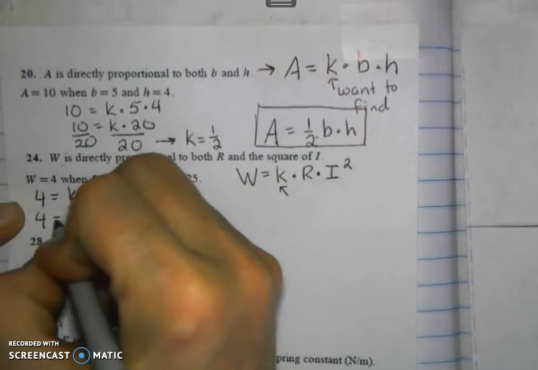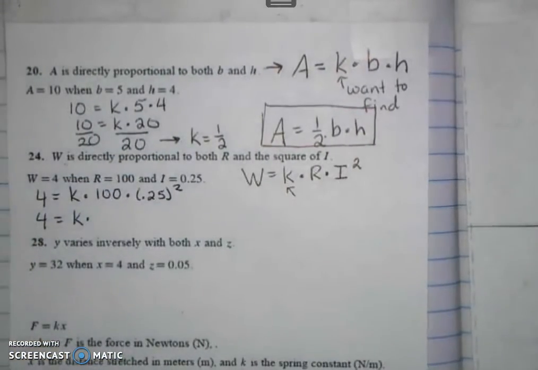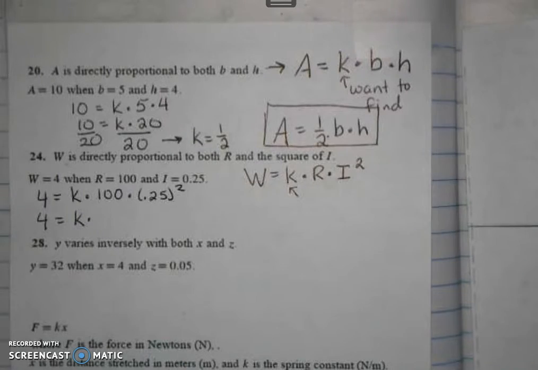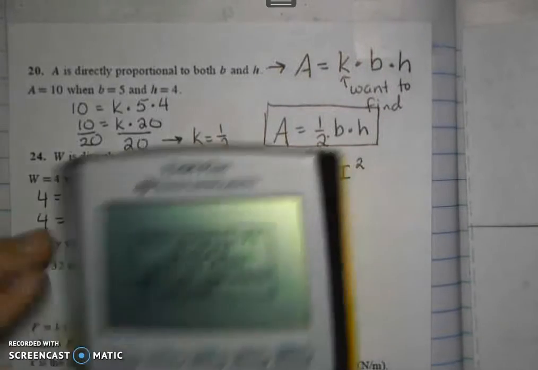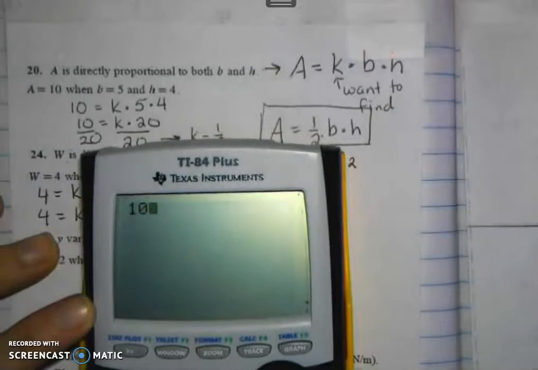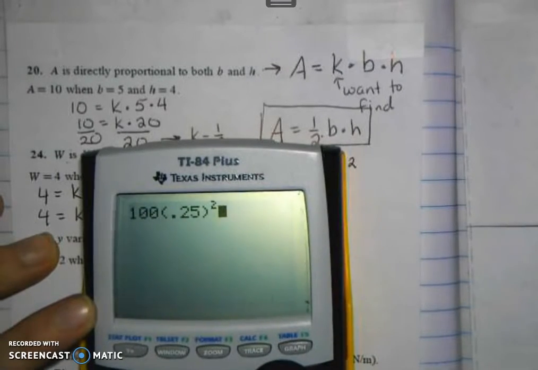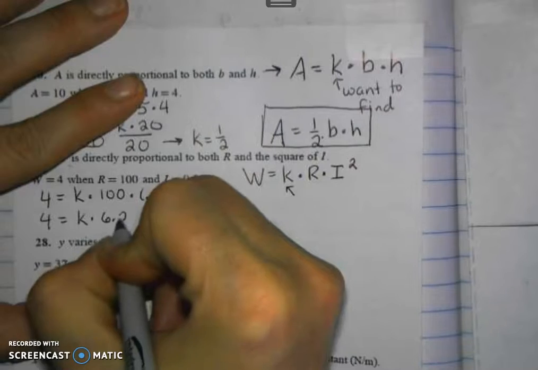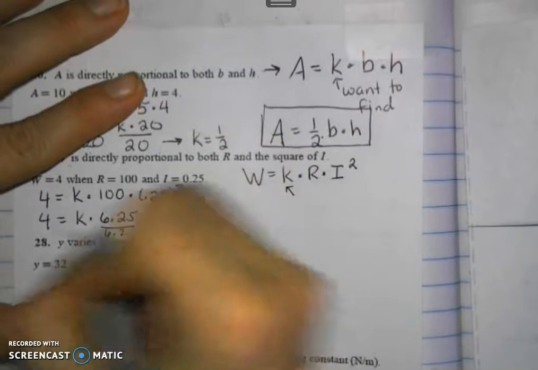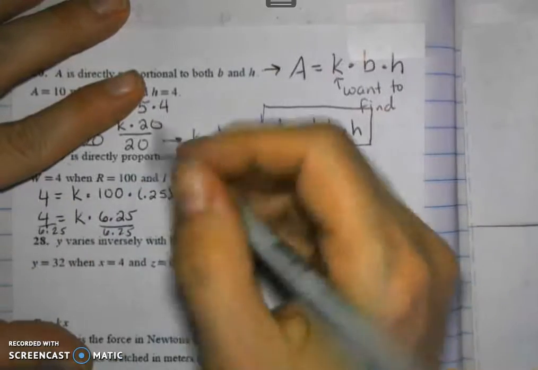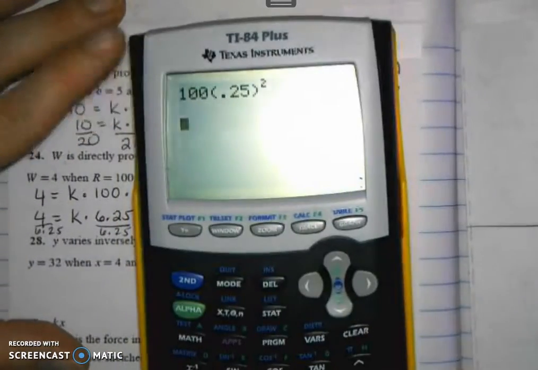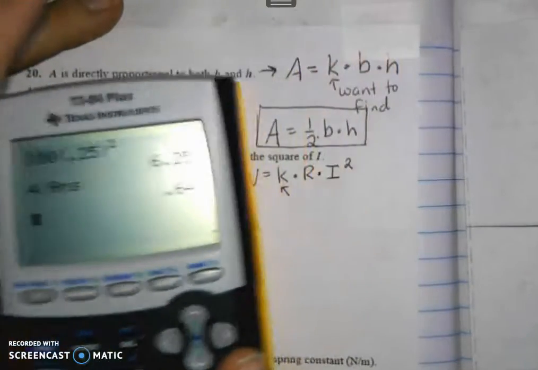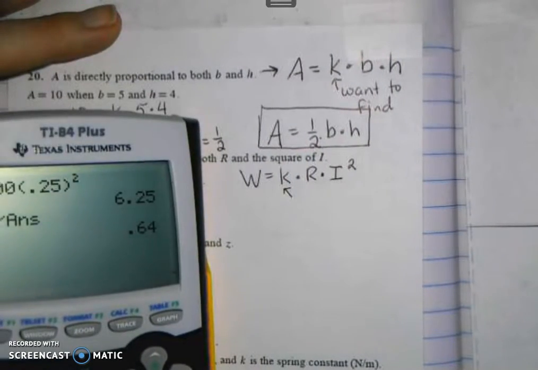That equals 4K times, and here I have to use my calculator. Anybody figure it out yet? 100 parentheses 0.25 squared. 6.25. Okay, so now divide both sides by 6.25. And K equals 4 divided by that answer, 0.64.